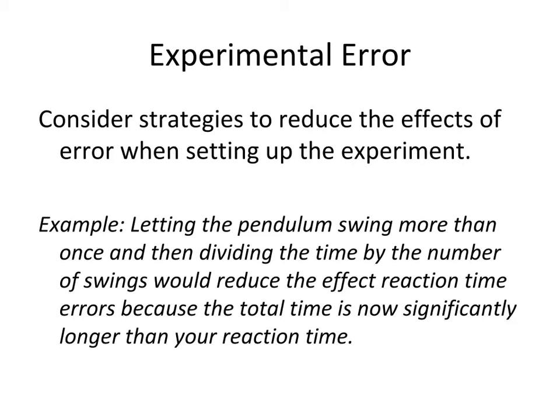Here are some strategies to help us reduce the effects of error when setting up an experiment. If we let the pendulum in this example swing more than once and then divide the time by the number of swings, that would reduce the effect that reaction time errors have, because the total time is bigger. If you were to time only one swing, then your reaction time compared to the time of one swing is quite large. But if I time 20 swings, my reaction time is still the same, and so that error is very small compared to the time for 20 swings, because the time that I measured is 20 times bigger than it would have been if I just timed one swing.